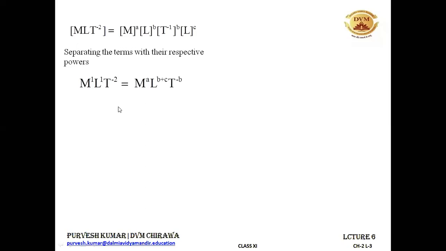So I'll be getting these three equations. See, a is the power of M, that is equal to 1. b plus c is the power of L, and that is equal to 1. And this minus b is the power of T, that is equal to minus 2. So that's what I have done over here. I have written all the three equations. I've compared the powers of all the three variables, and then I've got three equations.